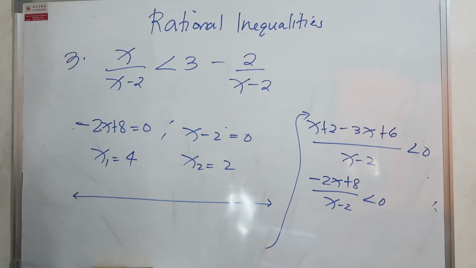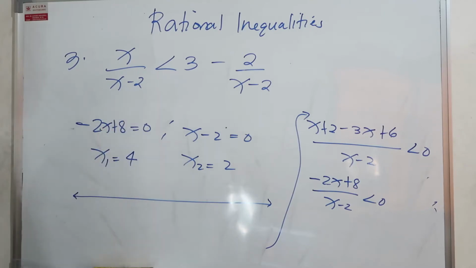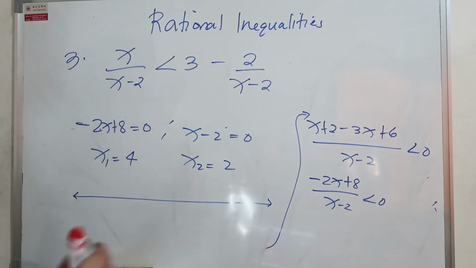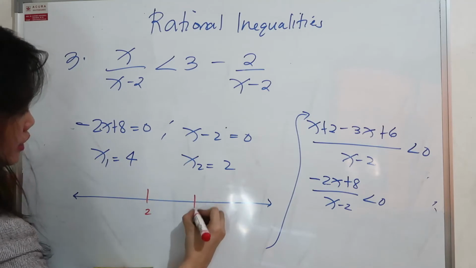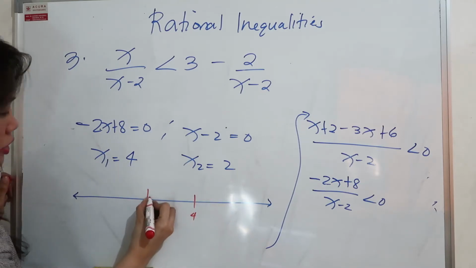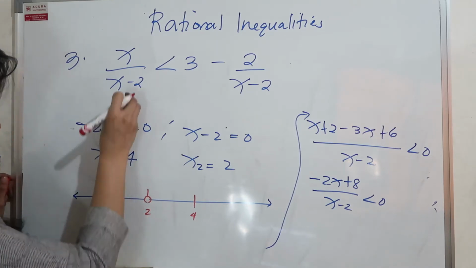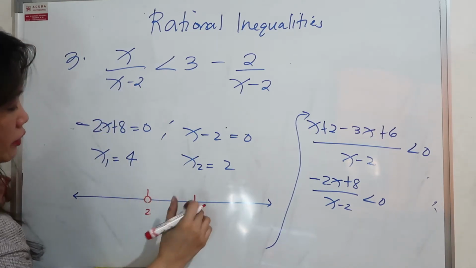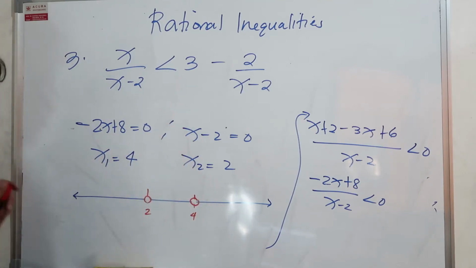Since the given inequality is only less than, meaning 4 and 2 are not included, because it's only less than, there's no equality symbol. So we have 2 and then 4. 2 is not included, obviously, because your denominator will become 0. Same thing with 4, it's not included, since the given inequality is only less than.